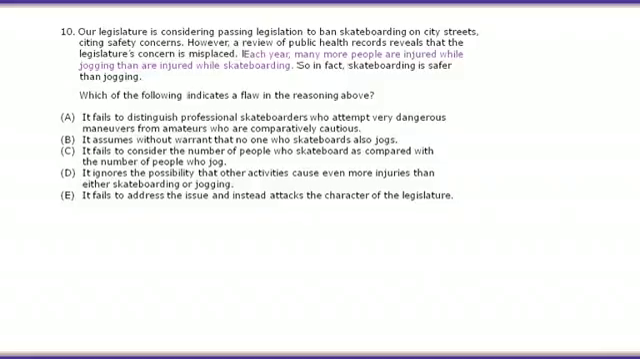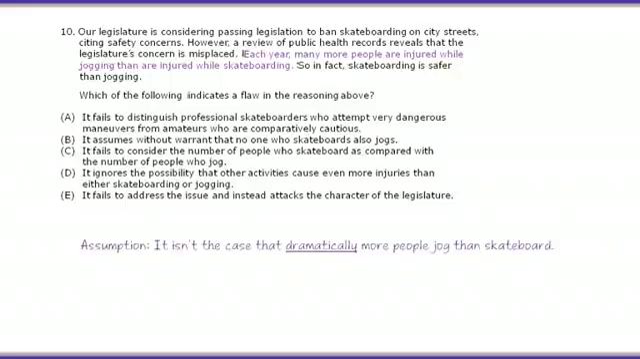Both the evidence and conclusion talk about skateboarding and jogging, so you might say there doesn't seem to be a scope shift. But there is. The evidence is a number claim, the number of injuries, and the conclusion is not, in fact, a number claim. It's a claim about safety. To determine whether something is safe or not, you need more than just the number of injuries. You need to know the number of participants in that activity as well.